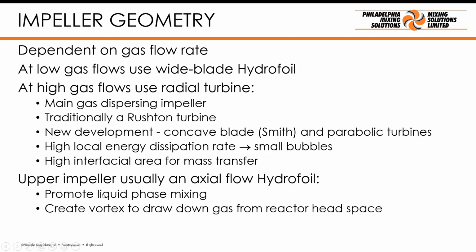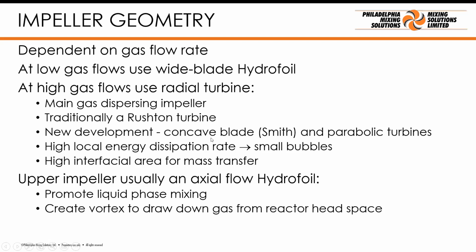The impeller type that we're going to choose is dependent on the gas flow rate. At low gas flow rates, we'll use a wide blade hydrofoil. At high gas flow rates, we're going to use a radial turbine, which pumps the gas bubbles out towards the wall. Traditionally, we use a Rushton turbine.